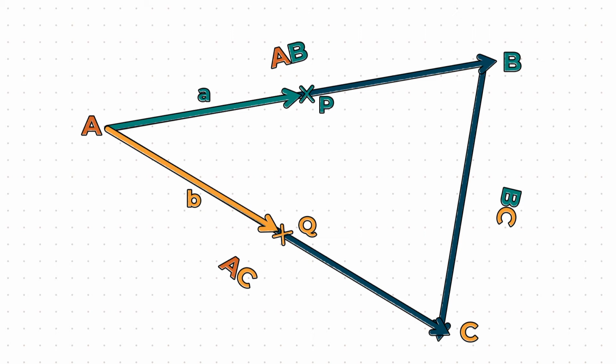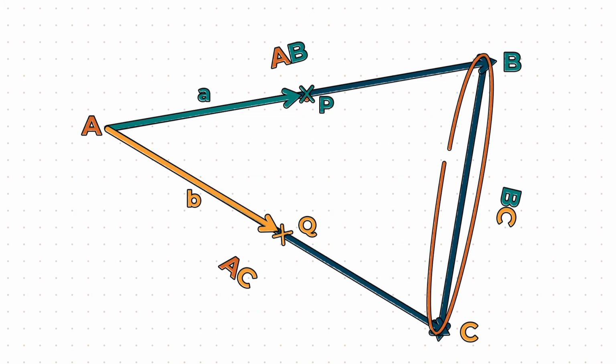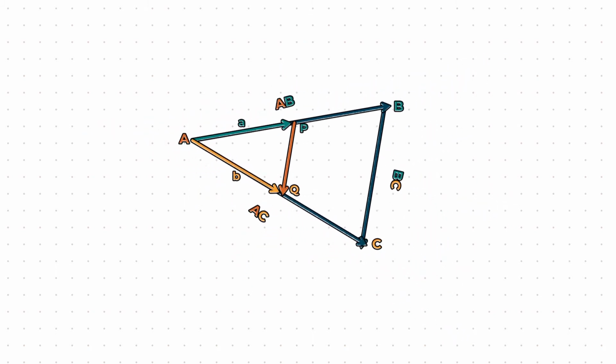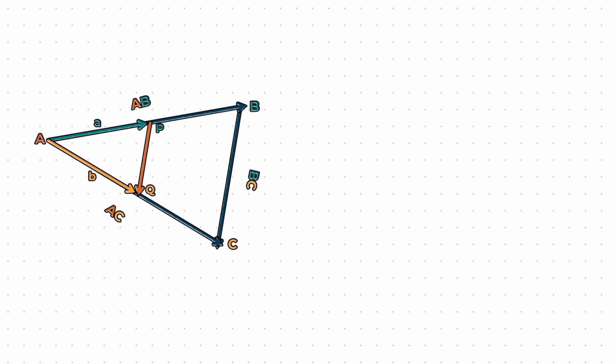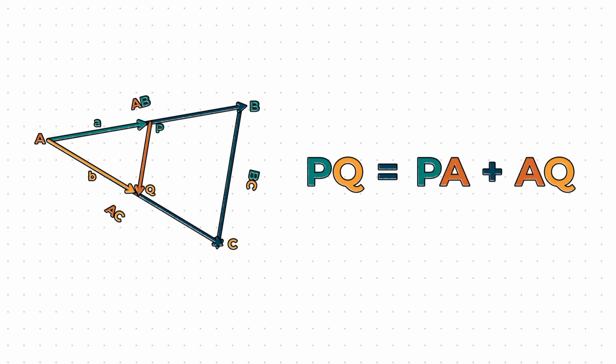Now, from looking at it here, we can clearly see that the vectors BC and PQ are parallel to each other. But how do we show that mathematically? Well, let's break it down using the information we have in our diagram. First, let us write a formula that describes the vector PQ. Using what we learned in our last video, PQ is equal to PA plus AQ.